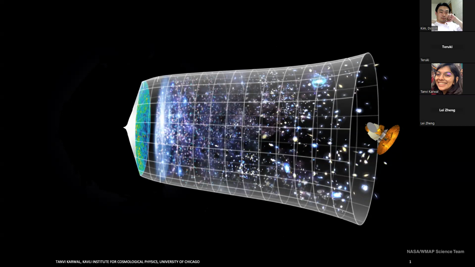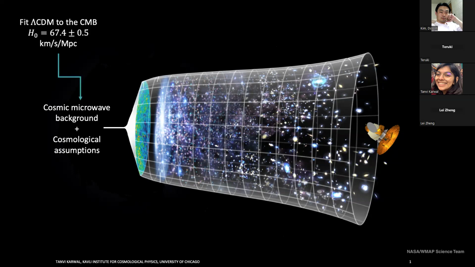This is our rough image of how we think the universe has evolved. If we look at the oldest light in the universe, the cosmic microwave background, and we put in some cosmological assumptions, we have to assume a cosmological model to be able to extract information from this. Specifically, if we assume lambda CDM, we can get lots of interesting parameters out of this, including how fast the universe is expanding today. It's the Hubble constant.